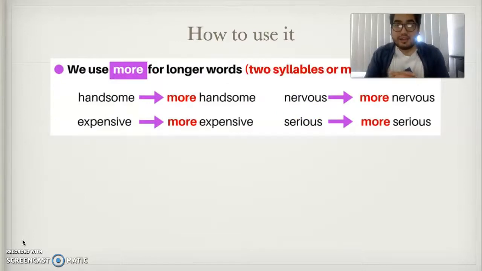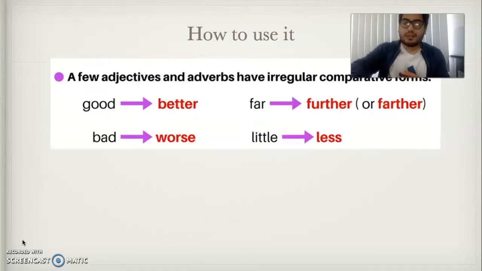And if the adjective is too long, we add more: more handsome, more expensive, more nervous, more serious. And some adjectives change altogether. For example, good is better, bad is worse, far is further, and little is less.